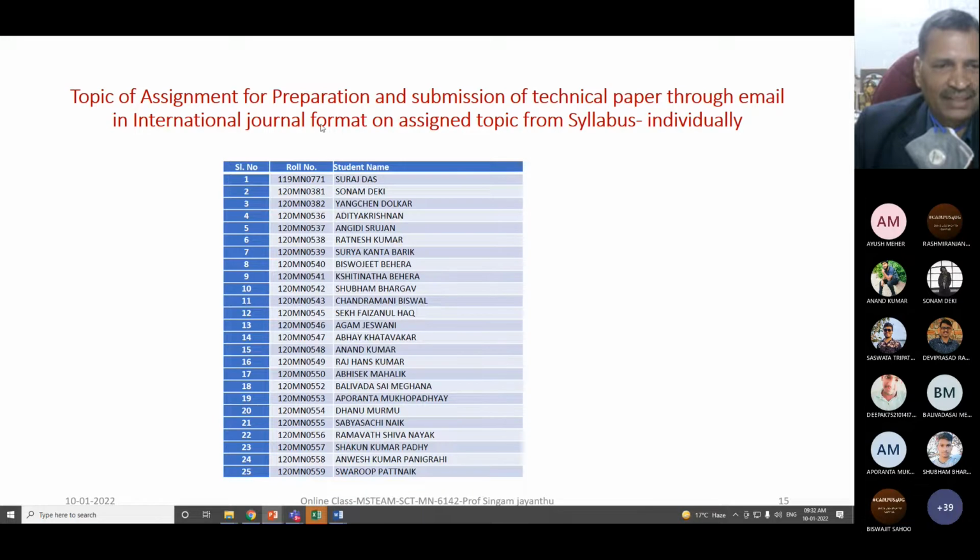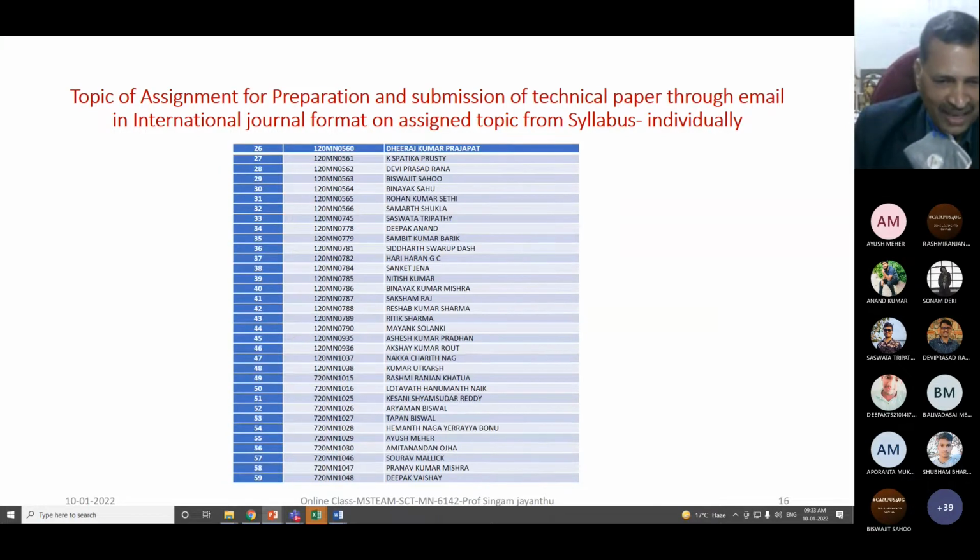And of course, these are all your students. I have given the names. For example, Suraj Das may be interested in support systems, or may be interested in longwall mining, or Raj Hans Kumar of 120 MN 0459 may be interested in longwall mining related topics, all right? And Swaroop Patnaik of 120 MN 0559, serial number 25 in your list of registered students, may be interested in special mining methods, thick seam mining methods.